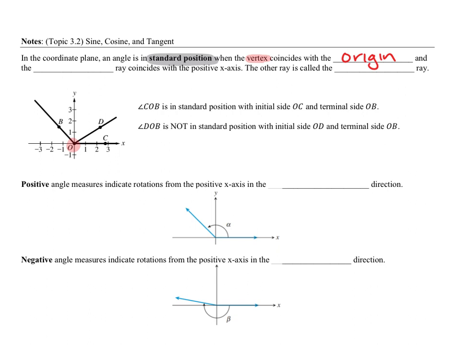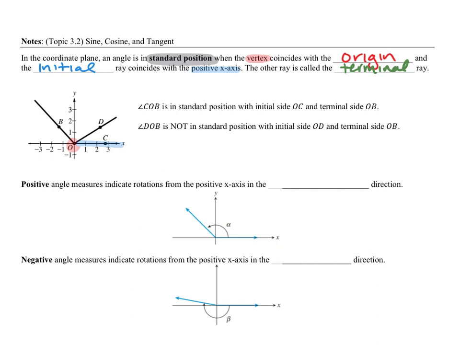And what's called the initial ray coincides with the positive x-axis. So if we look at this image we have here, there are many angles here, 1, 2, 3. I mean, we can make up whatever angles we want, but as long as it has a vertex at the origin and starts at that blue angle that I've highlighted, it is going to be in what's called standard position. The other ray in this image is going to be called the terminal side. Terminal meaning like end, so we end at the other ray.